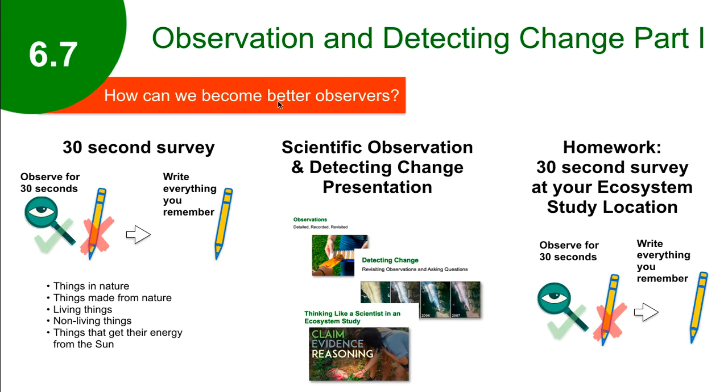Next, we want to know how can we become better observers for our nature study. We start with a 30-second survey where we prompt students to observe with their eyes for 30 seconds without writing. Then, they can record everything that they remember. We'll show a presentation with some practical tips about how to observe like a scientist, and then assign students homework to conduct their own 30-second survey at their ecosystem study location.